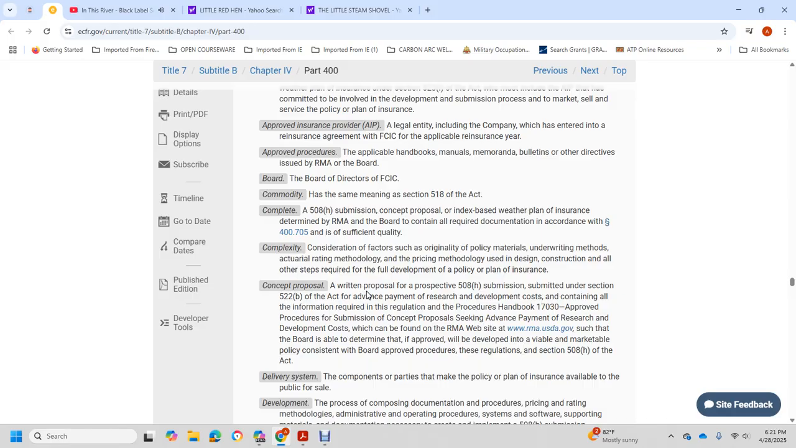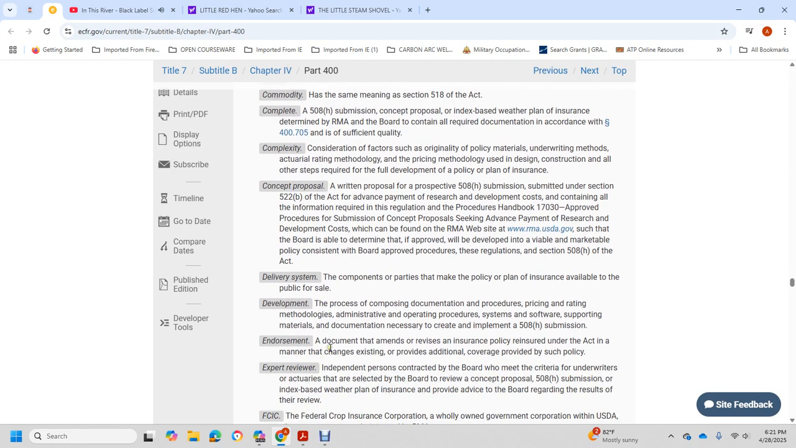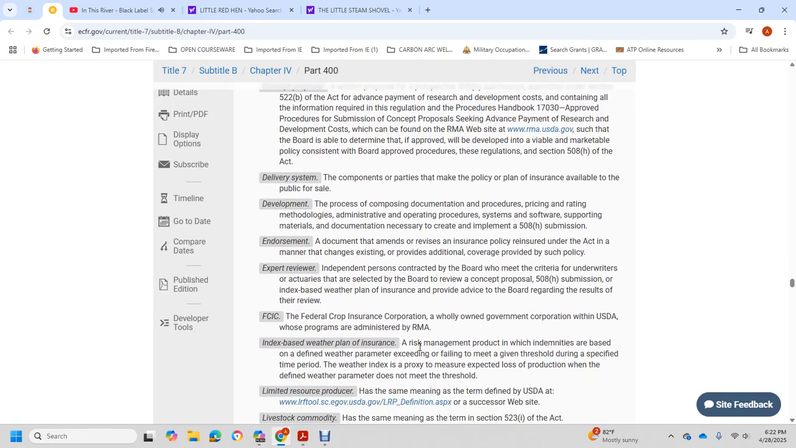Insurance available for public sale includes the documentation of the development process, the pricing and rating methodology, the administrative and operating systems, software, and supporting material, and documentation of efforts to create and implement the 508(h) submission. An endorsement of the document provides for the insurance policy, reinsured under the Act, a change that provides additional coverage with such policy. An expert review indicates an independent person checks the board criteria and underwriting rules of the Act, and the Board reviews the concept of the 508(h) submission for the index-based weather plan.